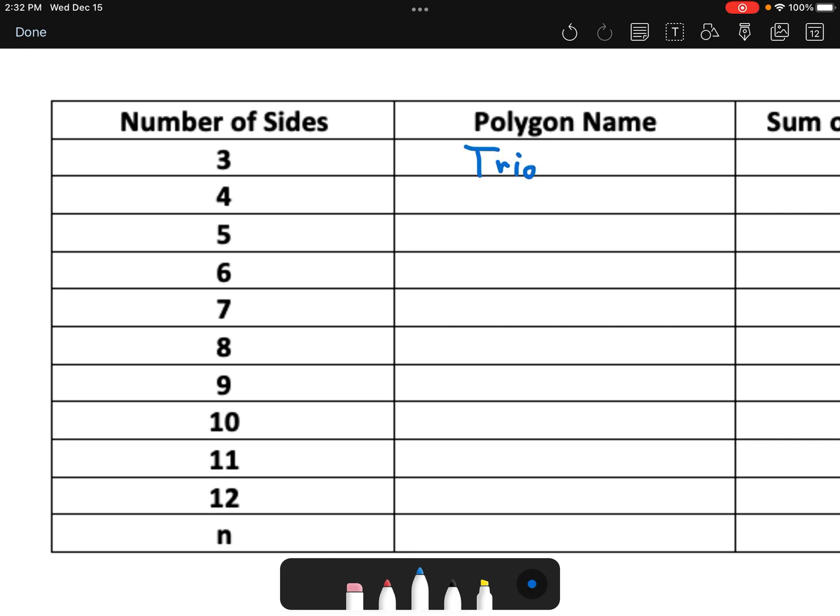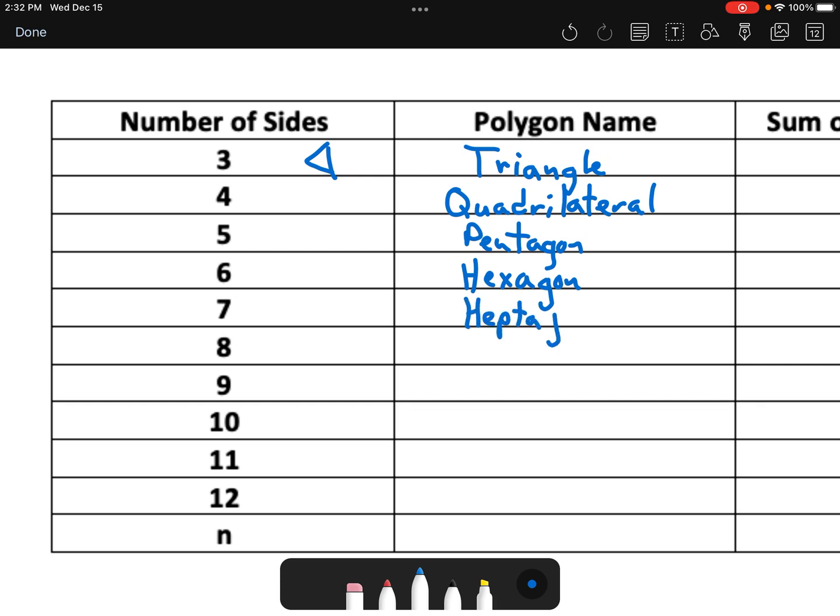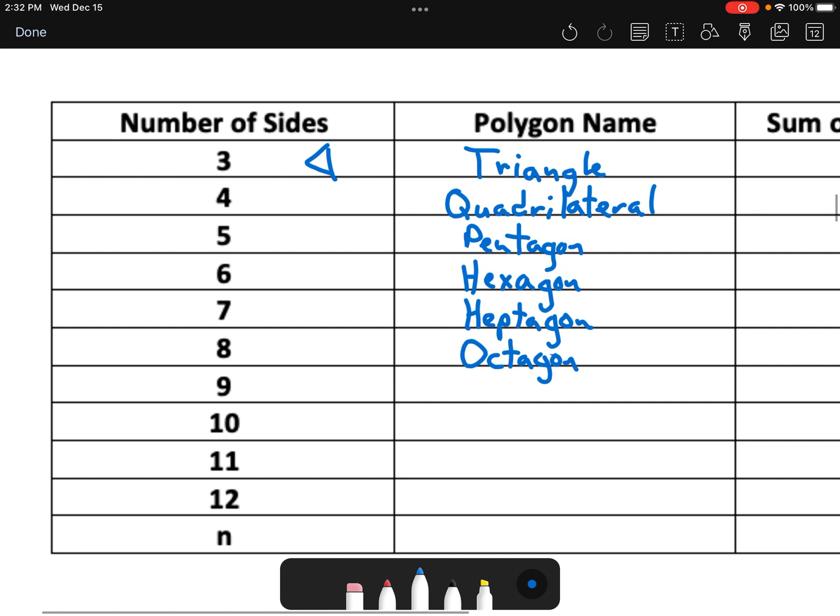So let's start there. I think we all know that a 3-sided polygon is a triangle. 1, 2, 3. A 4-sided figure is a quadrilateral, and that's really what we're going to focus on in this chapter. A 5-sided is a pentagon. Penta means 5. 6 is a hexagon. Hexa means 6. 7 is a heptagon. Hepta means 7. We all know what an 8 is. It's a stop sign. It's an octagon.